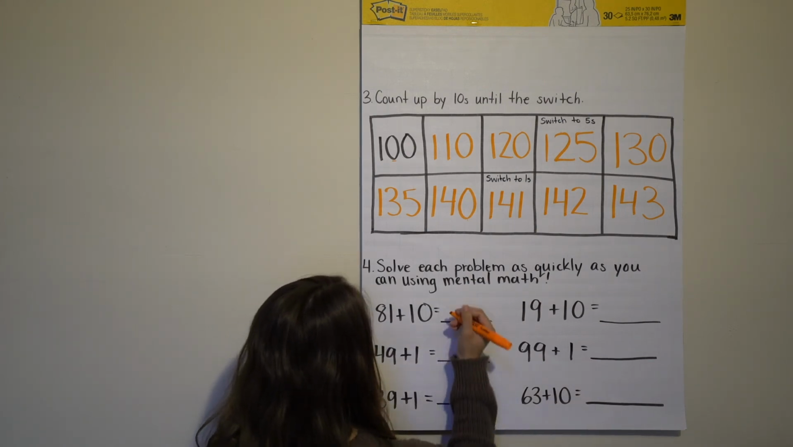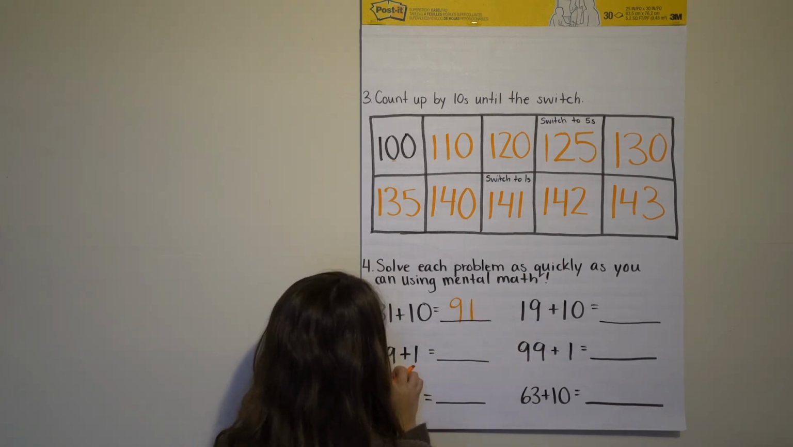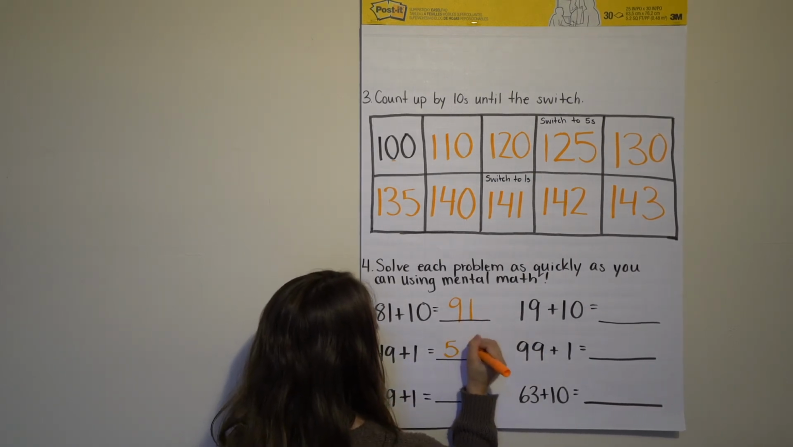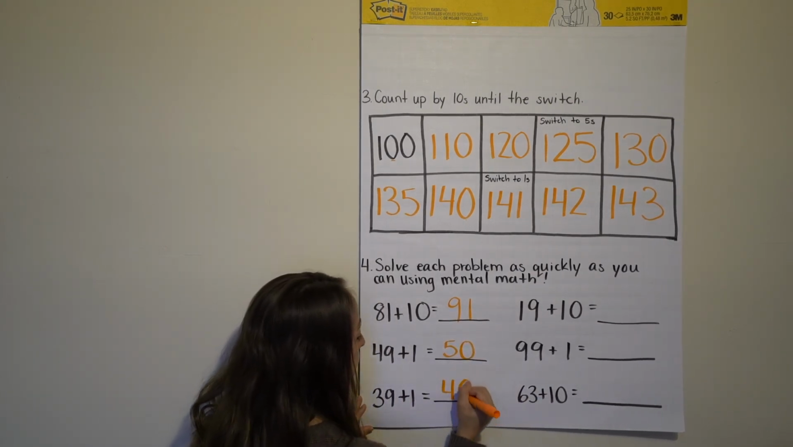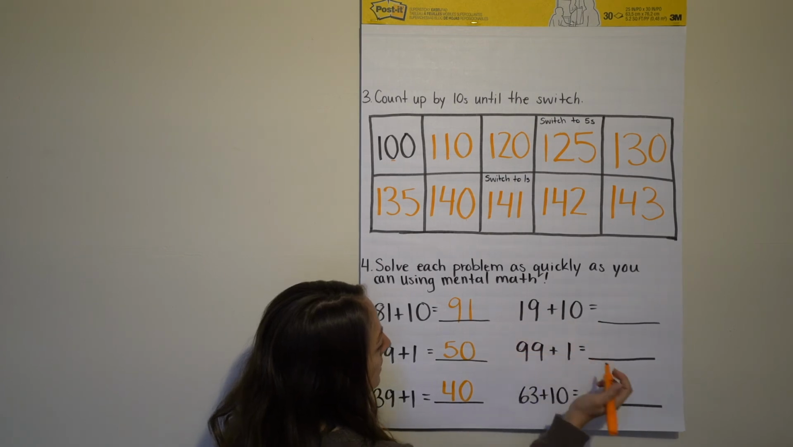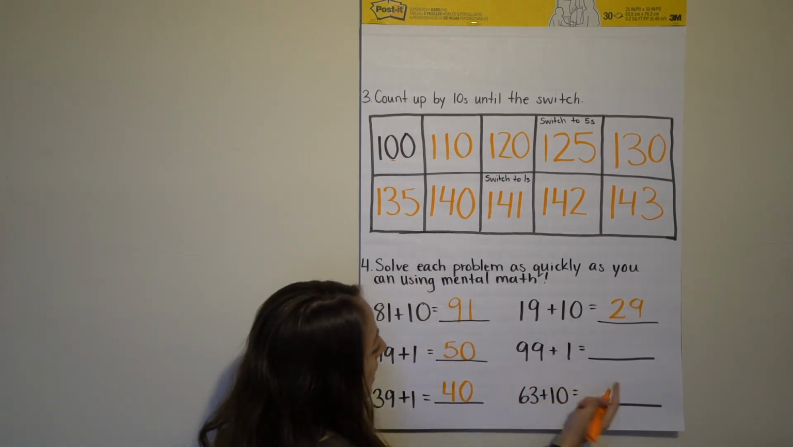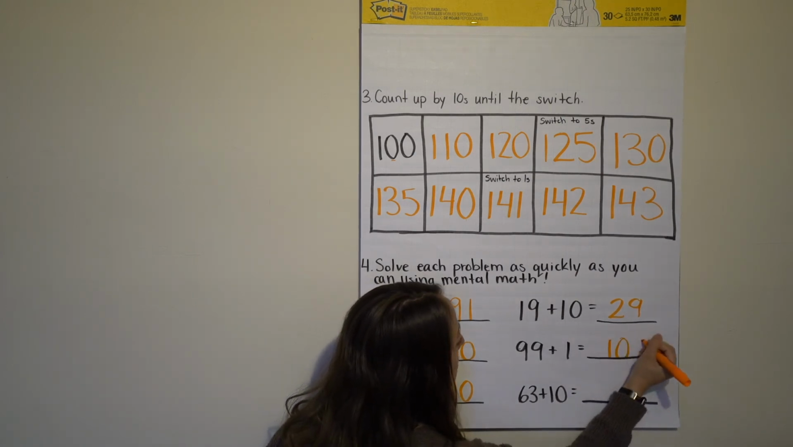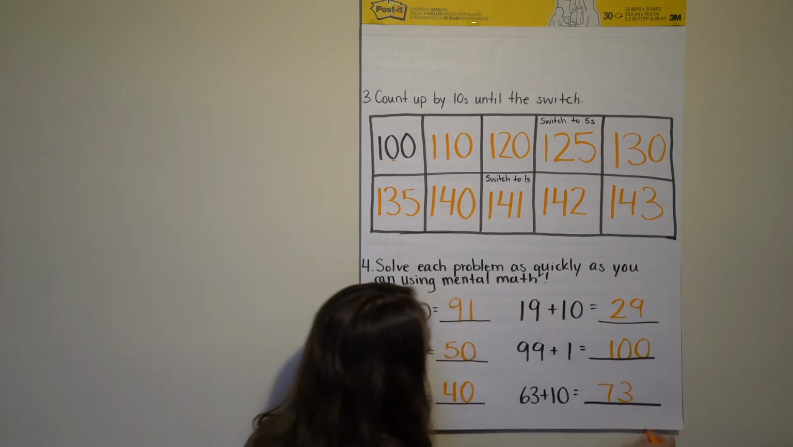So 81 plus 10 is 91. 49 plus 1 is 50. 39 plus 1 is 40. 19 plus 10 is 29. 99 plus 1 is 100. And 63 plus 10 is 73.